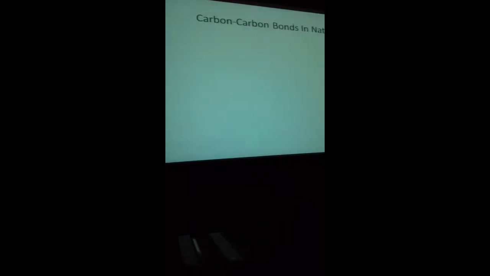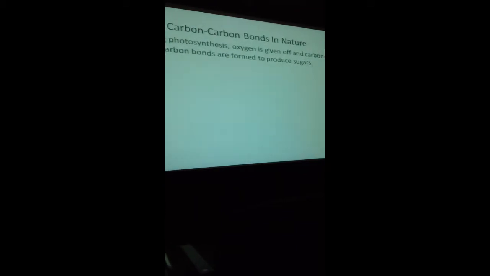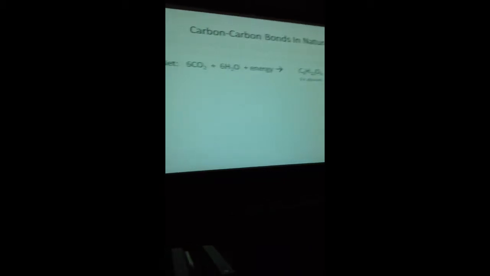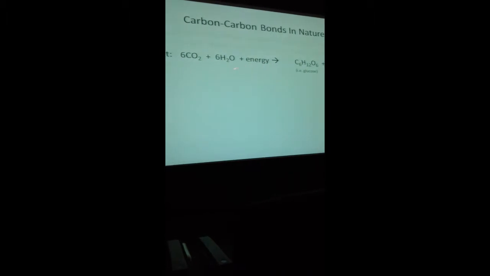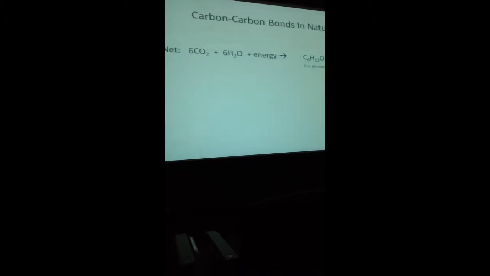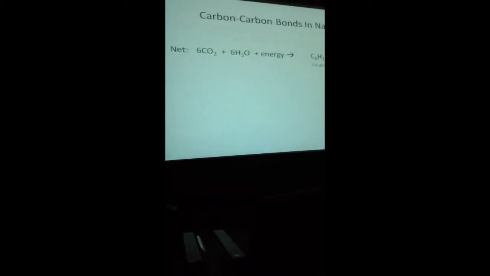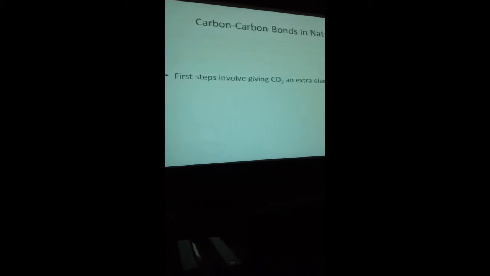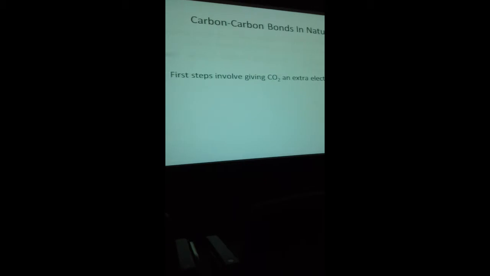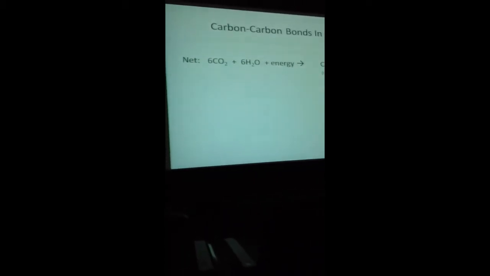So, carbon-carbon bonds in nature. During photosynthesis, the products you get are oxygen and carbohydrates or sugars. So the net reaction is you have carbon dioxide plus water and energy, and in nature that's from the sun. And then you get your carbohydrates like glucose and oxygen. And part of these mechanisms involve carbon-carbon bonds forming. This is just the overall umbrella reaction, but there are lots of smaller reactions that go along in that.